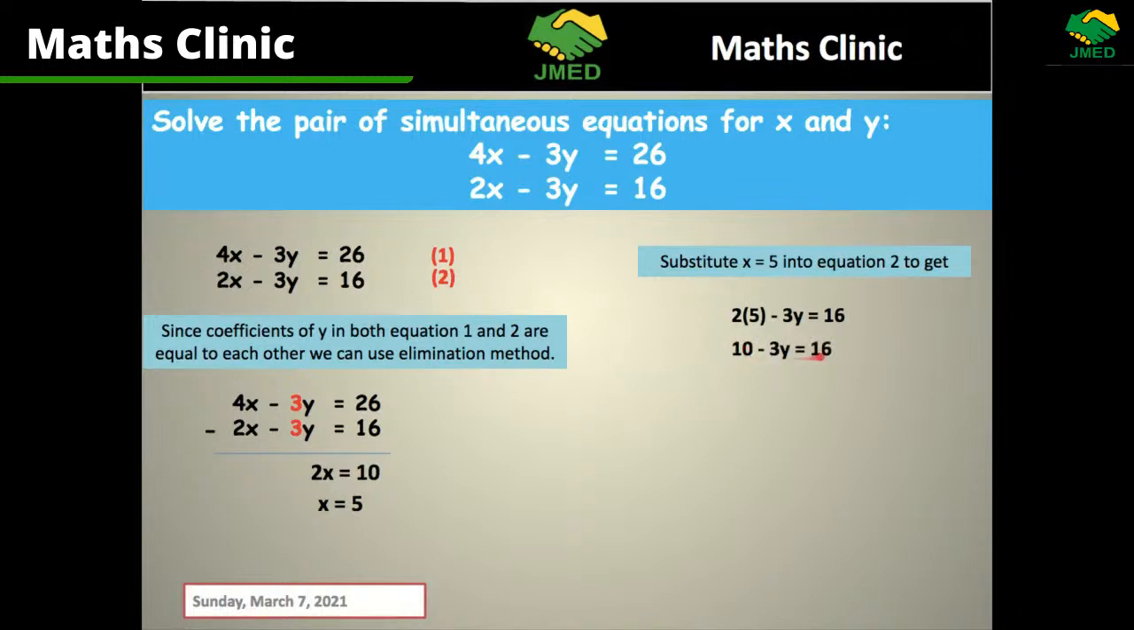I'm going to bring these to the other side, so I get minus 3y, because I've kept the minus sign here, and bring this across, it becomes a negative. We take that away to give us minus 3y is 6, and then I'll divide by minus 3, and that gives us minus 2. So now I know my two answers. I can write them down. x is 5, and y is minus 2.